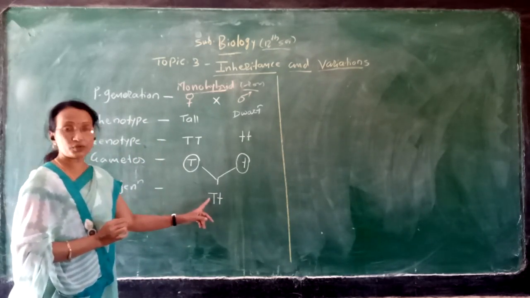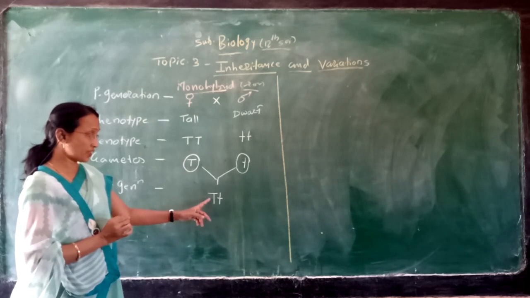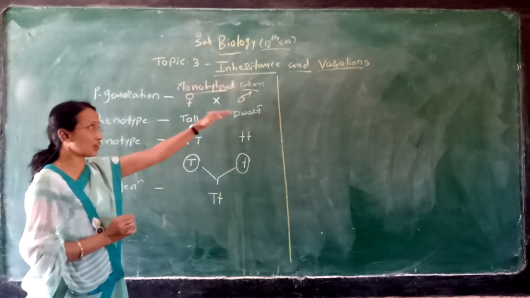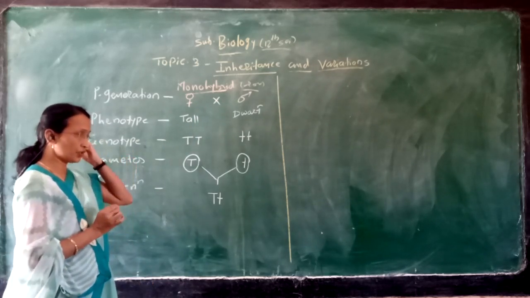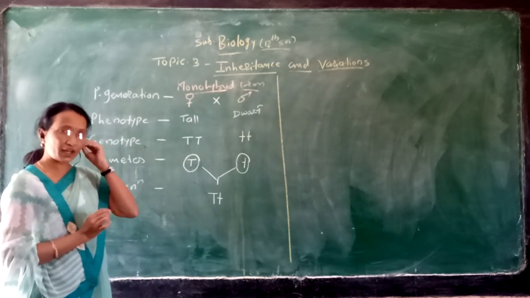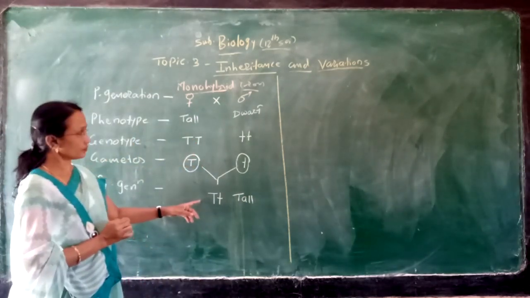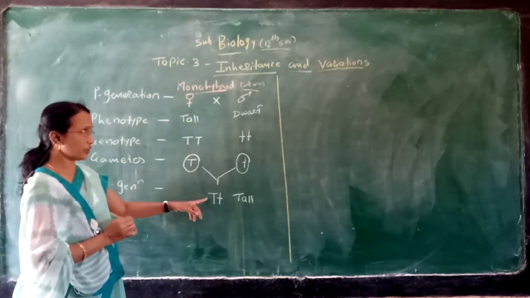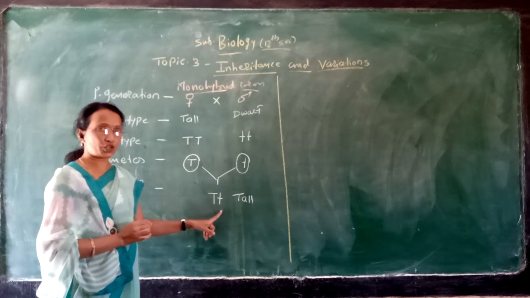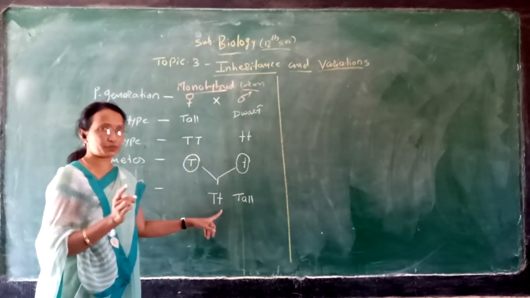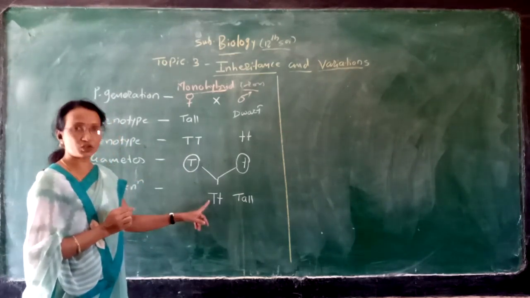But what is the phenotype of this F1 hybrid? You may consider that the phenotype of this hybrid will be intermediate between tall and dwarf. But that one is not a correct answer. Phenotypically, these F1 hybrids are tall. But why are these tall? Because tall character is dominant and dwarf character is recessive. And in F1 generation, only one character is expressed, and that expressed character is the dominant character. So, tall is a dominant character.